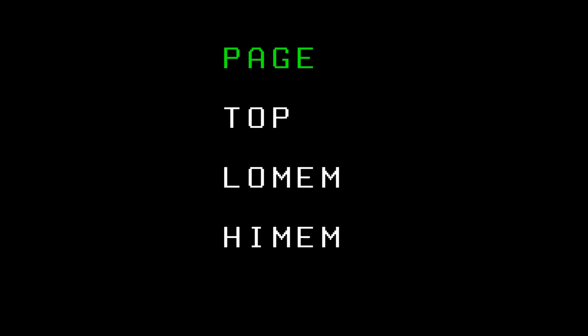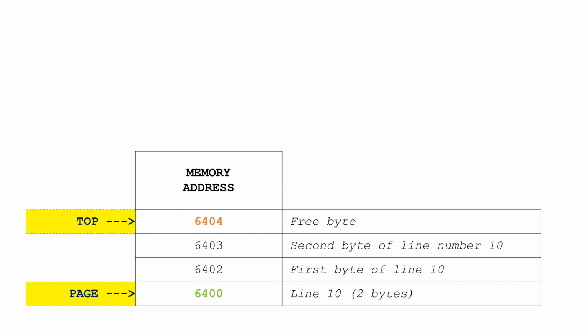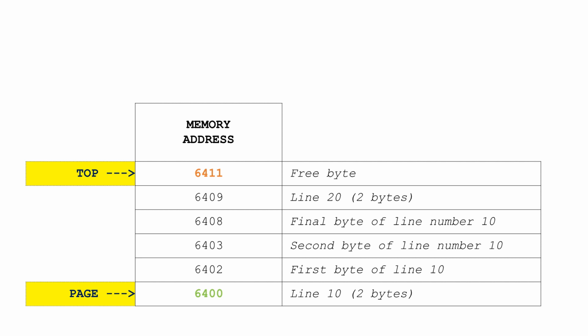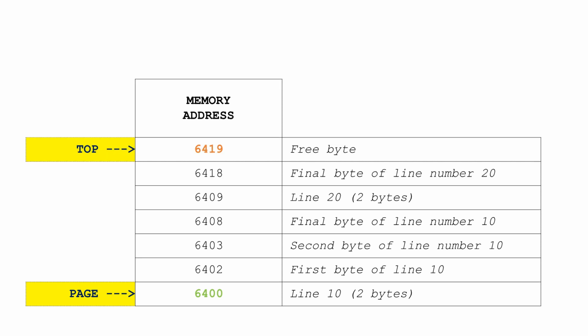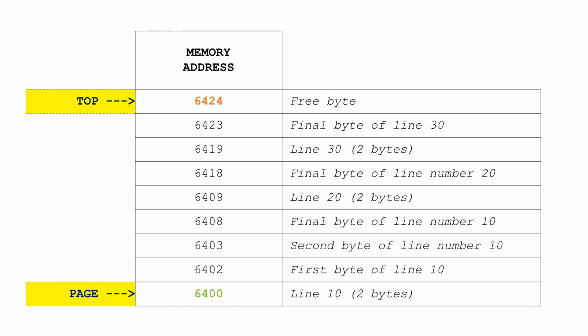PAGE comes with a companion pseudo-variable called TOP, and TOP tells us where the top of our program is. So just as PAGE tells us where the bottom is, TOP tells us where the top is. And that is to say, it is the memory address at which the next available free byte is located. And although we call it TOP, it doesn't actually mean the start of the program as you might intuitively think. Quite the opposite, it actually means the end of the program. So if your program has 30 lines of code, for example, TOP will represent the memory address 1 byte after the final byte of line 30, which is to say the next available free byte.